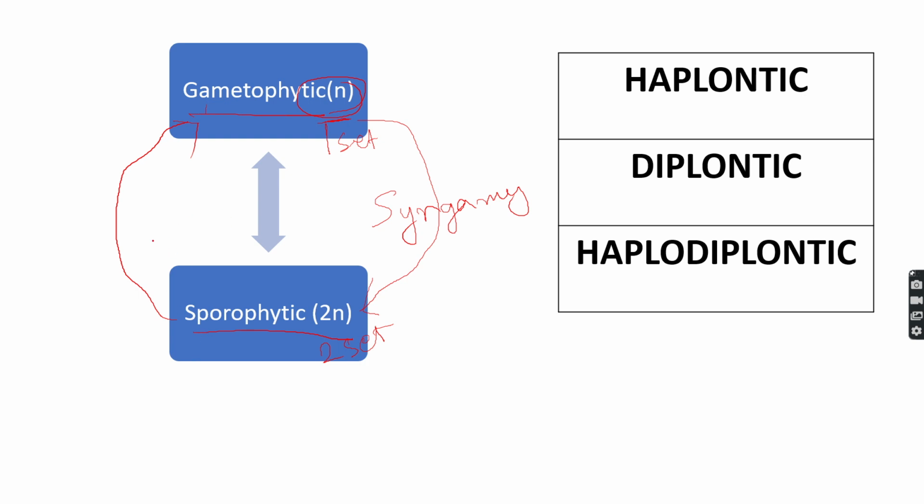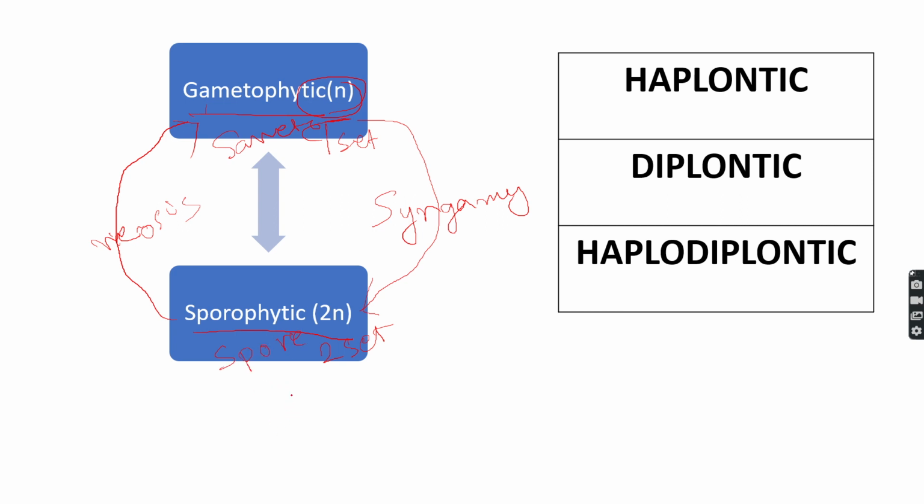whereas from the sporophytic to the gametophytic phase they undergo meiosis. Okay, so this is the whole concept of alternation of generation. This gametophytic body will produce your gametes, whereas the sporophytic body will produce your spores.